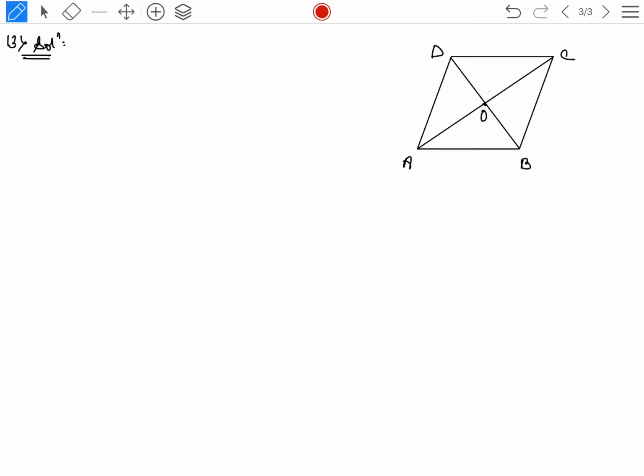Now what is given? There are 12 centimeter and 16 centimeter. Suppose AC is 12 centimeter and BD is 16 centimeter. Understood? And they bisect perpendicular. That means this angle is 90 degrees. Then this angle is also 90.